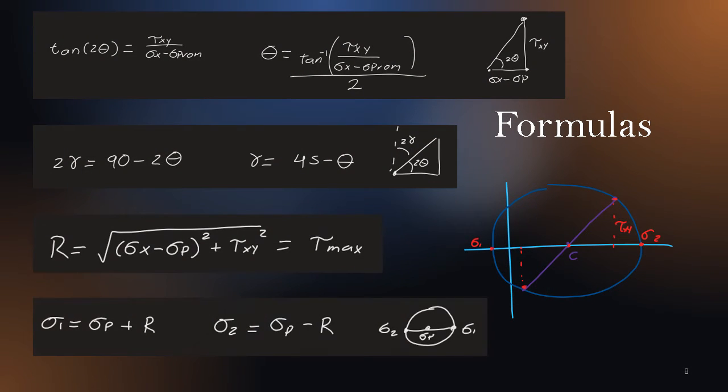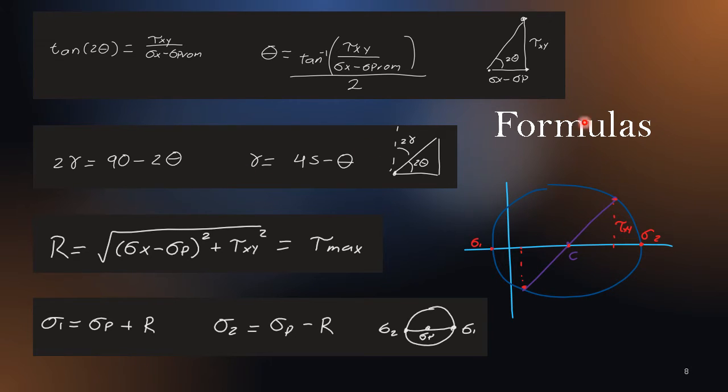The job of the first formula is to obtain the angle of the triangle. It just uses the trigonometry property that tangent of theta is equal to the opposite leg over the adjacent leg. The next formula obtains the other angle of the right triangle. It just subtracts 90 minus 2 theta and obtains 2 gamma. And this is just resolved.